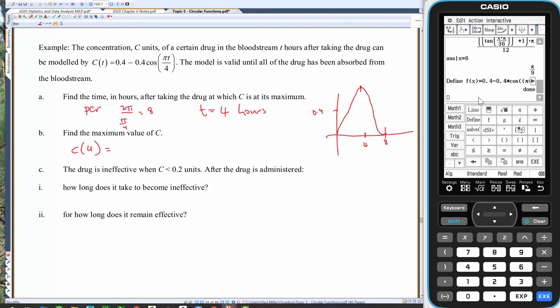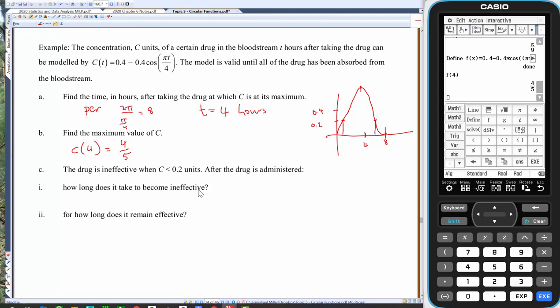This is probably an exact value, but I just need to speed this video up a bit. It's 4/5. Okay, so that could be obtained by hand, so it could be in an exam one. The drug is ineffective when it's less than 0.2 units. So from the graph, there would be 0.2 units, which is there. So it's going to be that part there and that part there.